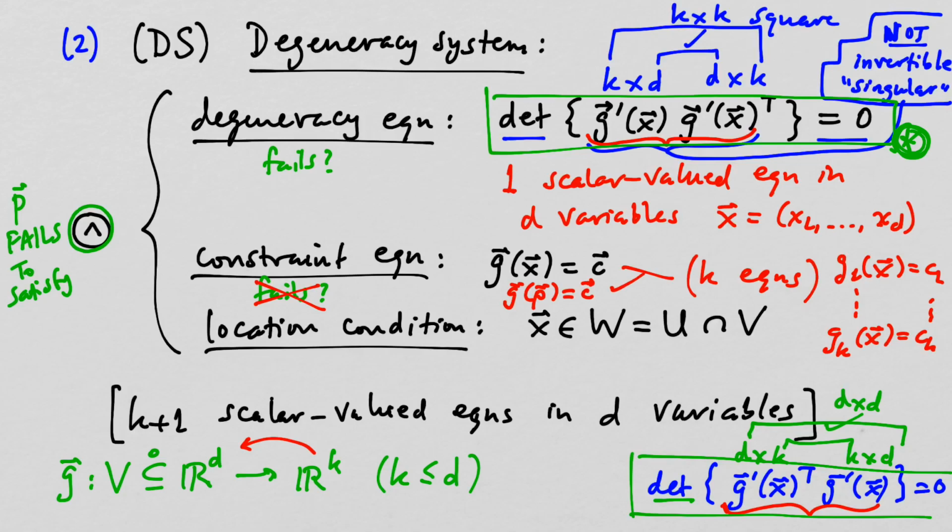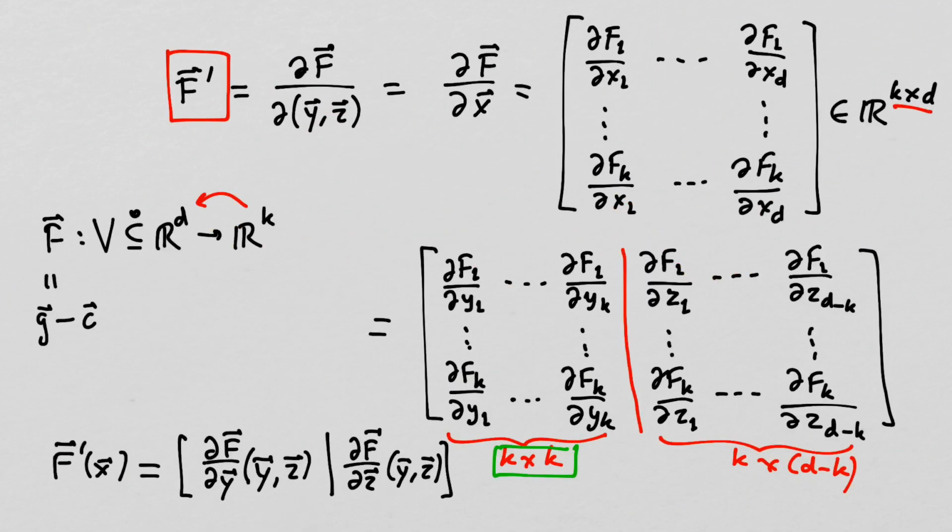What about the location condition? Could that be the one that fails? Answer is no, because we do know that P is in W. Why? We know that P is in S, actually, and S is already a subset of W. So therefore P is certainly in W. So it can't be that one that fails. So if P fails to satisfy the degeneracy system, it must be because that equation is false. And that equation says that the determinant is equal to 0. So if that equation is false, it just means that determinant is different from 0.